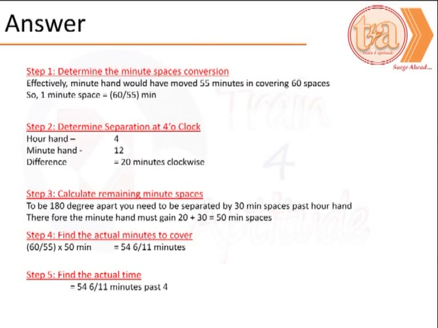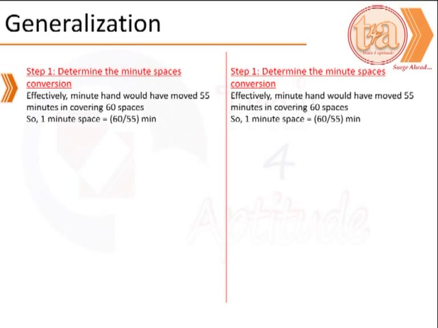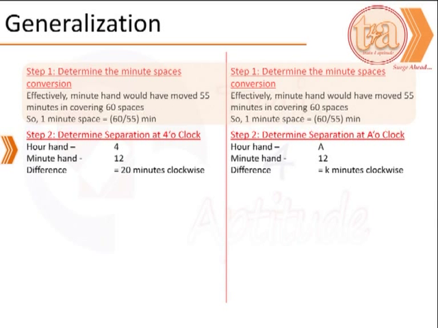The first step in generalization is to find the equivalent of what 1 minute space is. It will always be 60 by 55 minutes. In the problem, we looked at the hour hand being at 4 and the minutes hand at 12 and said the difference is 20 minute spaces.